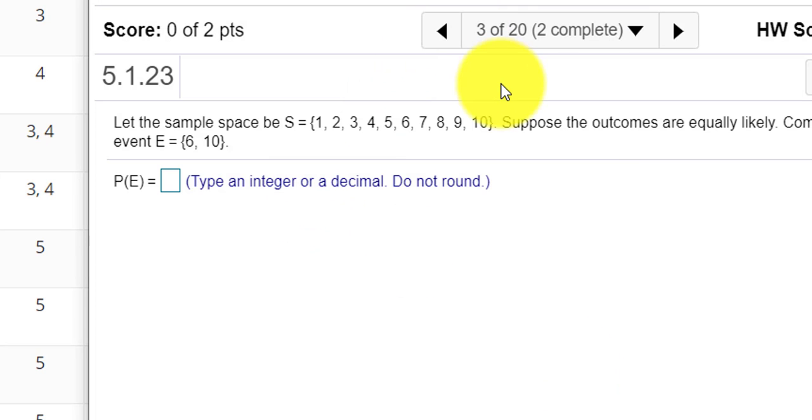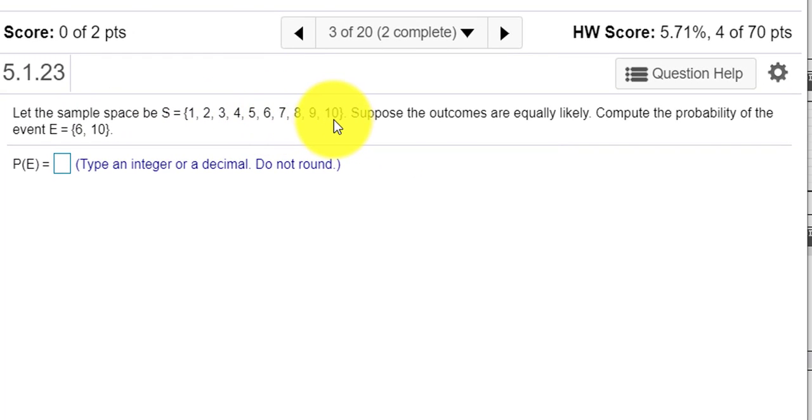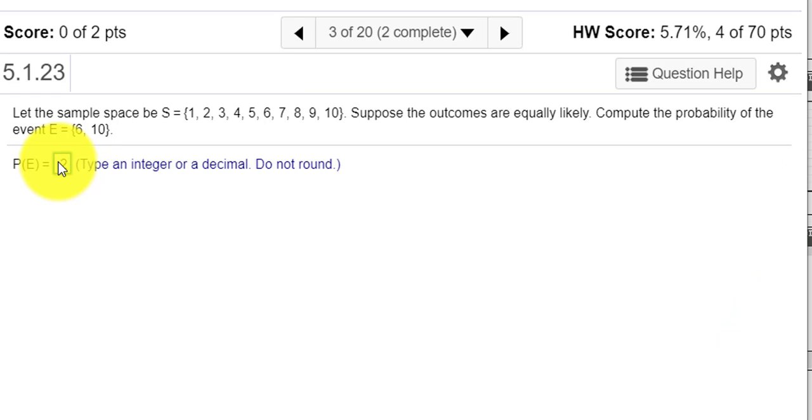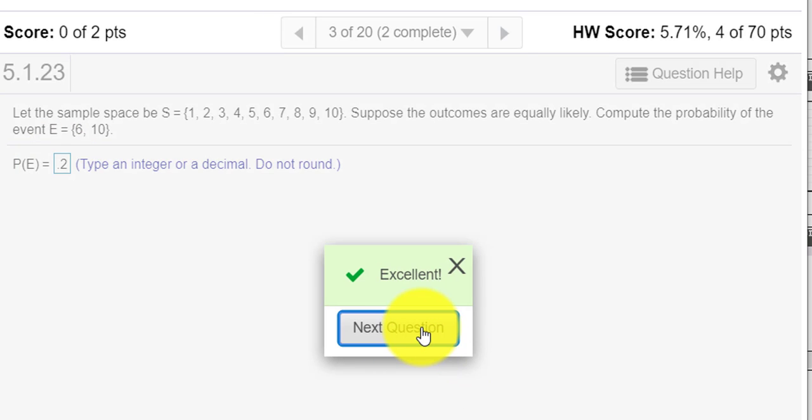Let's see, question number 3. Here it says, this is our sample space, 1, 2, 3, 4. It looks like 1 through 10. Suppose the outcomes are equally likely. Compute the probability of the event 6 and 10. So the probability of 6 would be 1 out of 10. The probability of 6 and 10 would be 2 out of 10. And it says as an integer or as a decimal. So 2 divided by 10 equals 0.2. So I'm going to enter 0.2 as my answer here. I check answer, and we get the excellent.